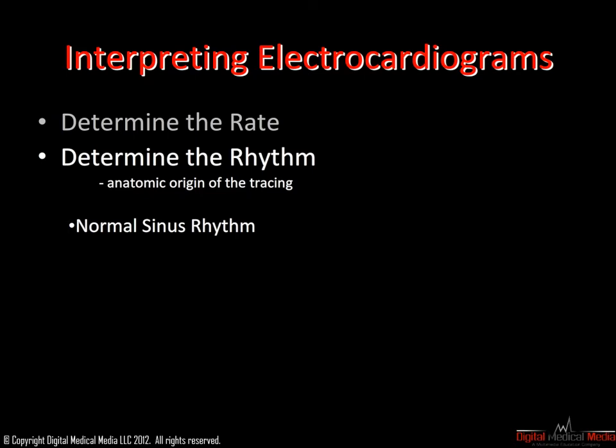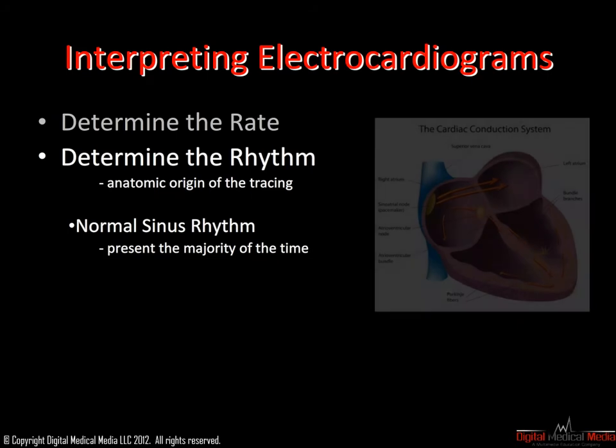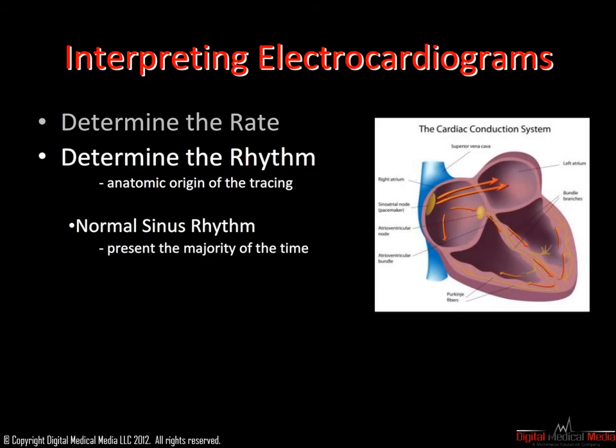Normal sinus rhythm is the rhythm that the majority of people are in the majority of the time. If you remember the heart's conduction system, normal sinus rhythm starts at the sinus node complex, which is in the highest, most right lateral position in the right atrium. Normal sinus rhythm means two things. First, that the heart rate is between 60 and 100 beats per minute, and second, that the origin of the rhythm is from the sinus node complex.